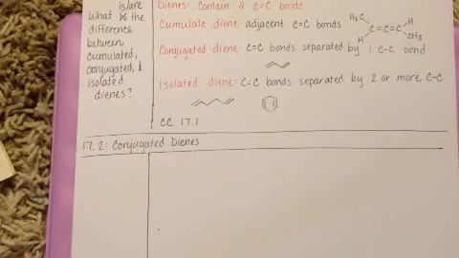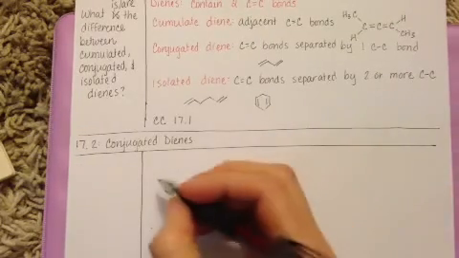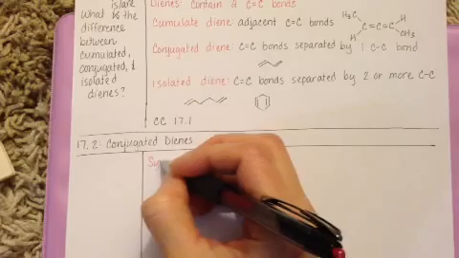Okay, so in 17.2 we're going to talk about conjugated dienes. And we're going to talk about their synthesis, we're going to talk about the bond length in the conjugated diene and their stability and the different conformations that they take. Starting with synthesis.